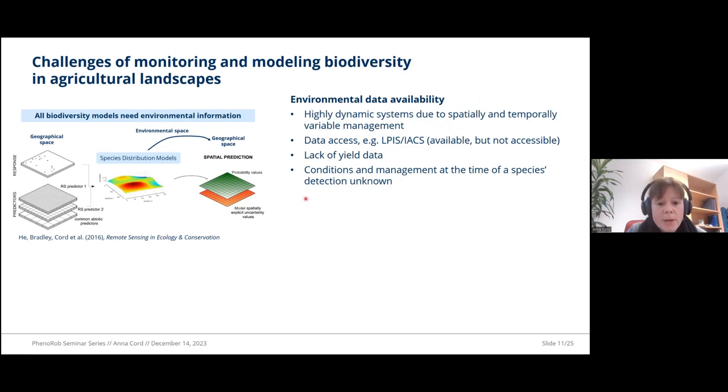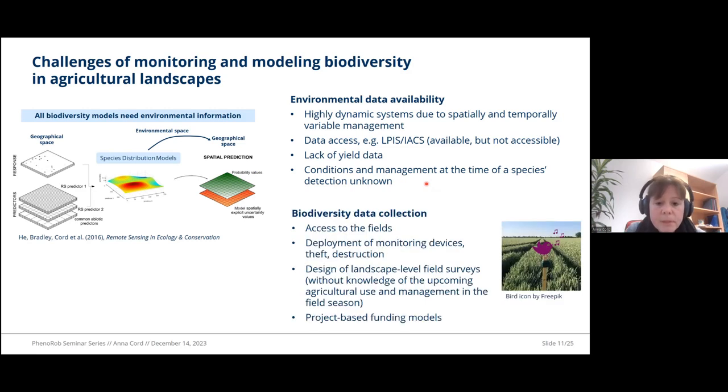And so basically, we end up in a situation where we often don't know. We have species detections, we have biodiversity monitoring data, but we don't know the conditions and the management at the time when the species was observed. And this makes it so hard to actually understand how species use and navigate through agricultural landscapes.